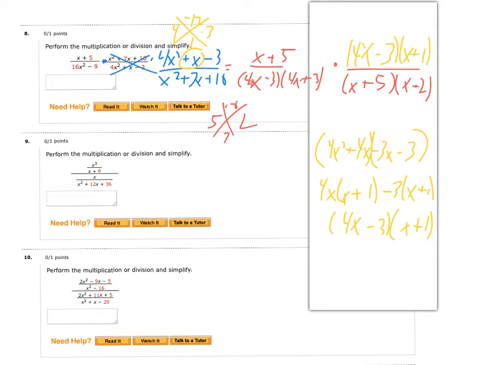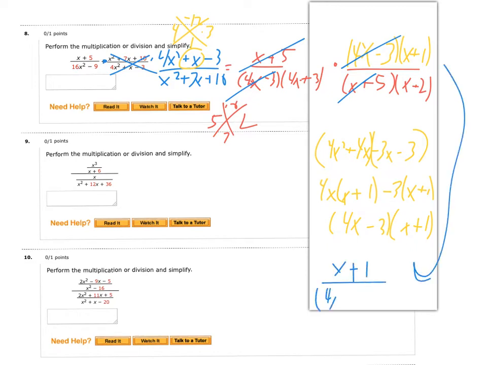Go ahead and cancel stuff out. So I can cancel these out. Boom, boom. And x plus 5, boom, boom. And that looks like it. So my final answer then, which I'll go ahead and write down here, would be x plus 1 on top over, and I'll leave this in factored form as 4x plus 3 times x plus 2, excuse me.